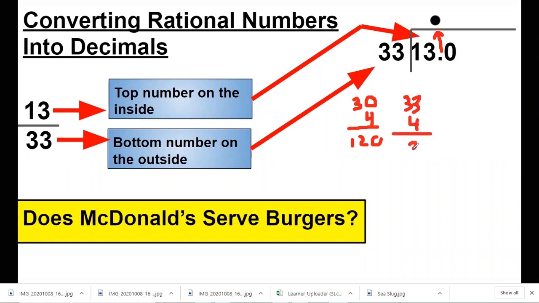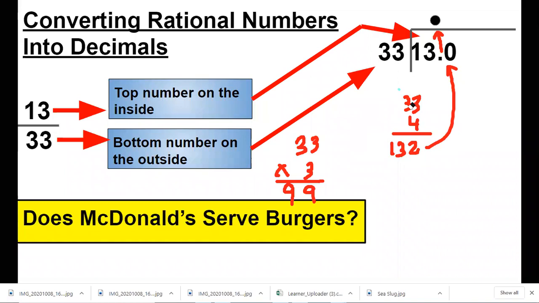3 times 4 is 12, carry the 1. 3 times 4 is 12 plus 1 is 13. Oh, it almost works, but not quite. Why? Because 132 is just a little bit too high for 130. So we have to go to 3 then. So we're going to do 33 times 3 on the side of my paper, and we try that. You should get 3 times 3 is 9, and 3 times 3 is 9. So we get 99. So we're going to use 3.